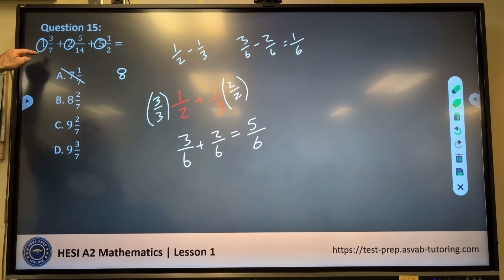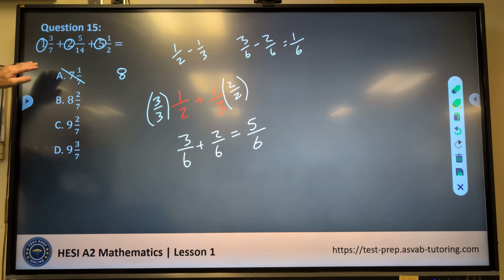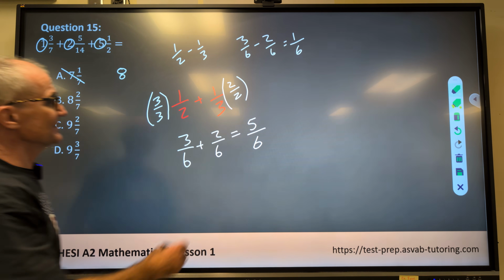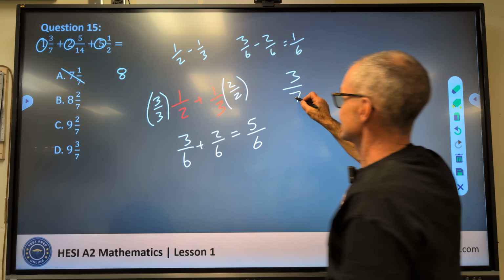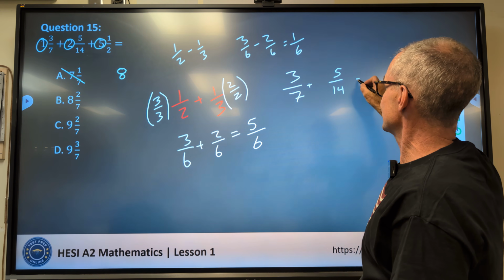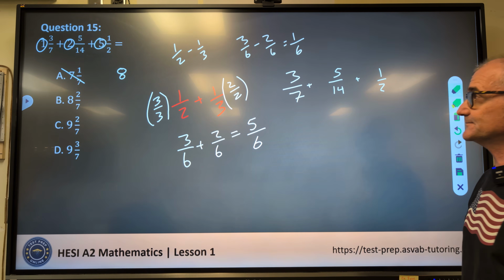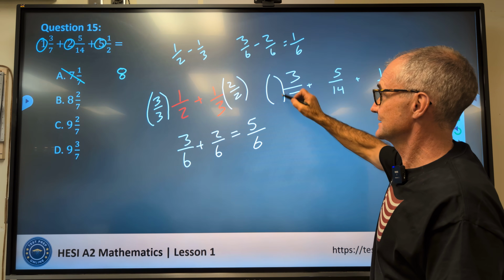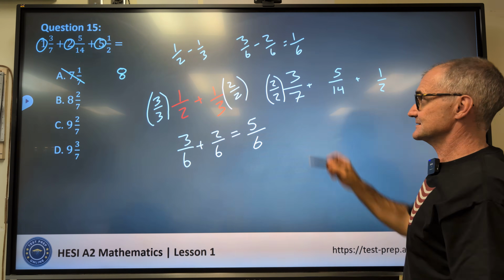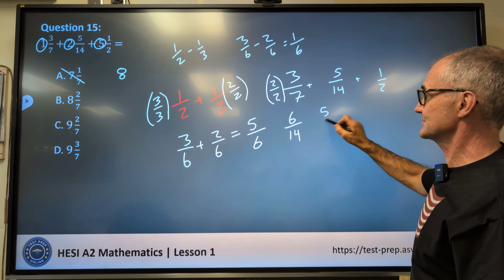Now I have 3/7 plus 5/14 plus 1/2. I think I want all those bottom numbers to be the same. So I have that 3/7. I have that 5/14. And I have that 1/2. Well, one number that'll work, that all of them will go into is 14. So I'm going to multiply this by 2 to get it to a 14. So 2 over 2 is equivalent to 1. That's going to give me 6 over 14 here. This is already a 14.